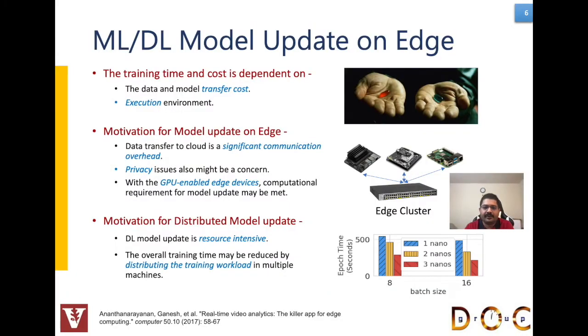The deep learning training time and cost depend on the transfer cost of data from the source to the execution environment and the computational power of the execution device. As we all know, the cloud has enormous power to execute the deep learning training job efficiently. However, the data transfer to the cloud from the edge devices is a significant communication overhead, and there are some privacy concerns. With the advent of GPU-enabled edge devices, we can now do the model update on the edge devices.